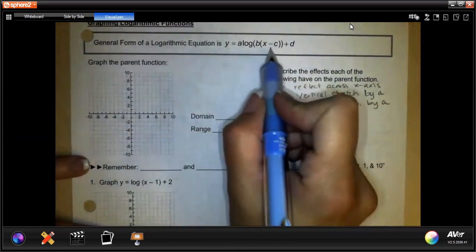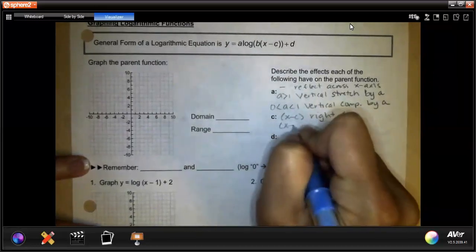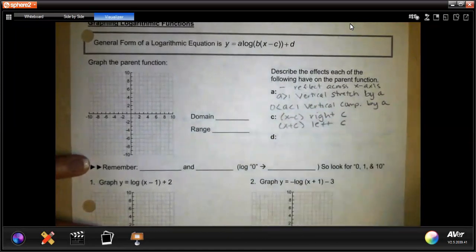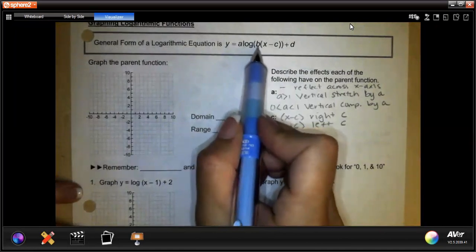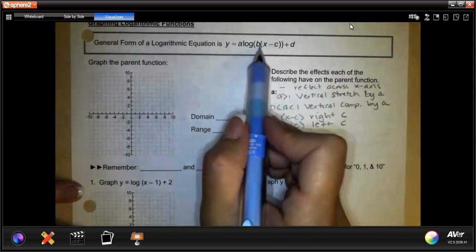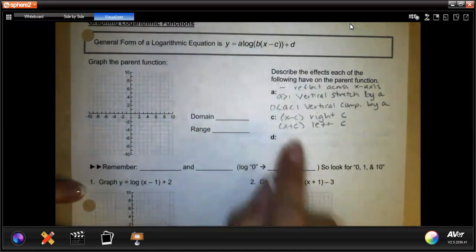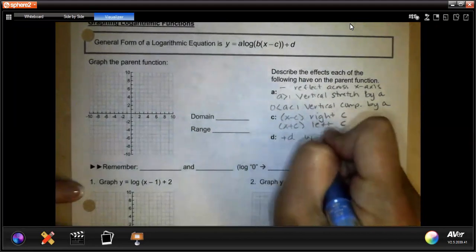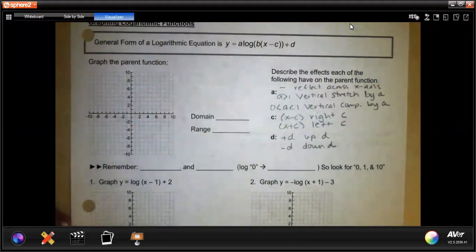For the c value in here, when it is written as x minus c, that is to the right c. And when it is x plus c, it goes to the left c. One of the big things we've been missing in the past is we're forgetting to factor out. So if it is just written as negative x plus 2, you want to keep in mind that you need to factor out that negative. It must be factored out like this in order for these transformations to work. Then plus d is up and minus d is down. So those are our transformations. We've been doing those all year, so you should be comfortable with moving the graphs now with these transformations.